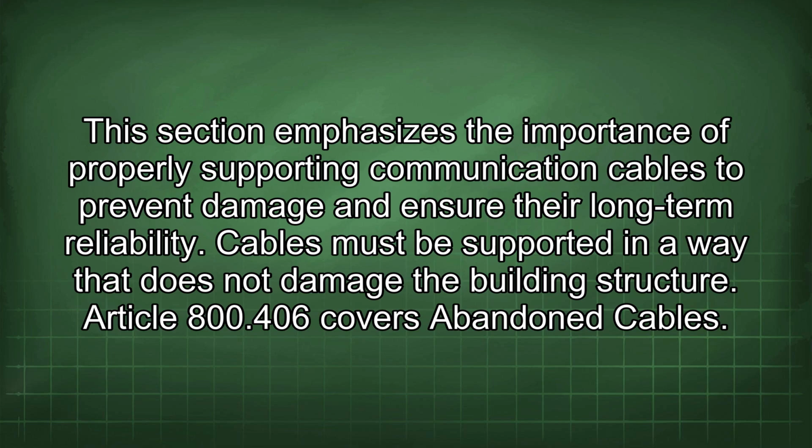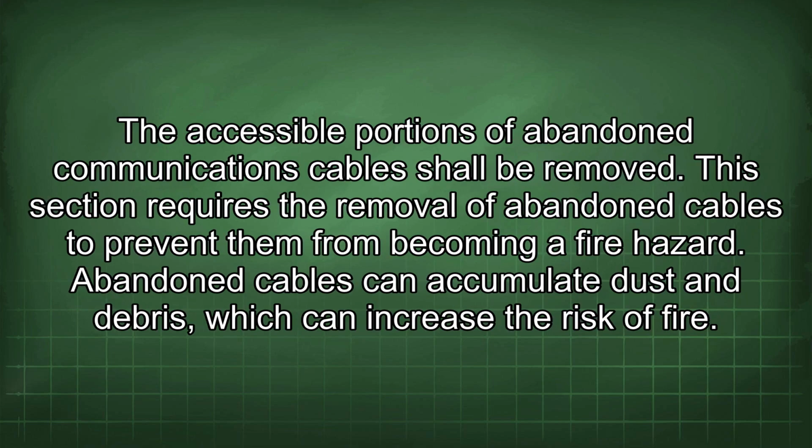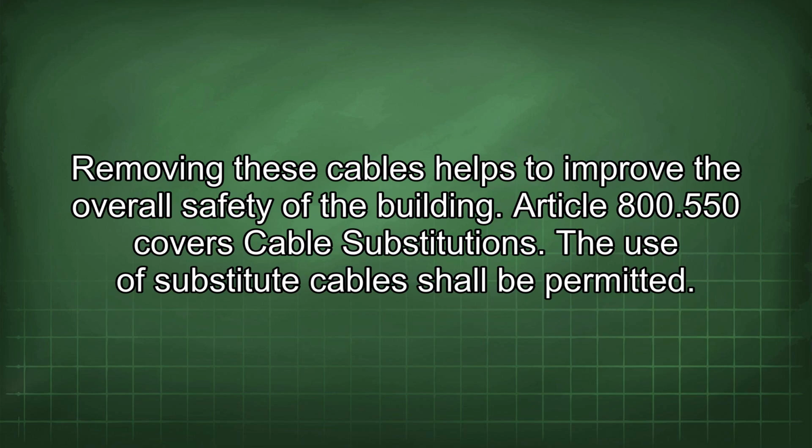Article 800.406 covers abandoned cables. The accessible portions of abandoned communications cable shall be removed. This section requires the removal of abandoned cables to prevent them from becoming a fire hazard. Abandoned cables can accumulate dust and debris, which can increase the risk of fire. Removing these cables helps to improve the overall safety of the building.